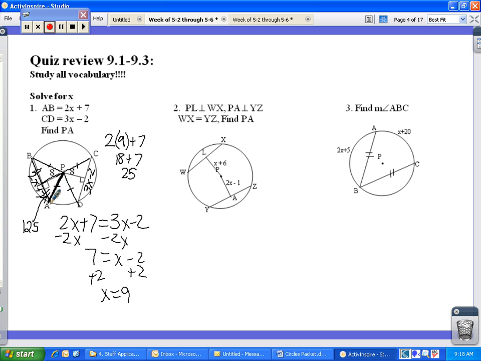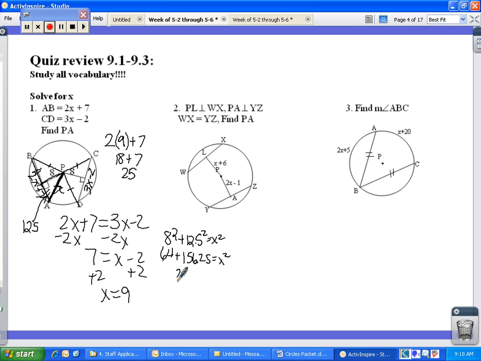Now I have a right triangle. I know that this is 8, this is 12.5, and I'm looking for my radii, which is x. So I'm going to set up Pythagorean theorem. 8 squared plus 12.5 squared equals x squared. So 8 squared is 64. 12.5 squared is 156.25 equals x squared. Add those together.